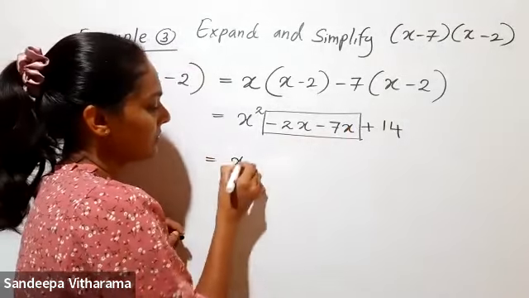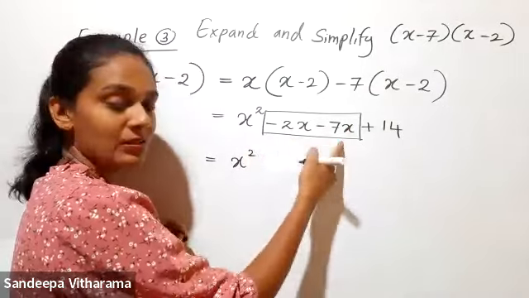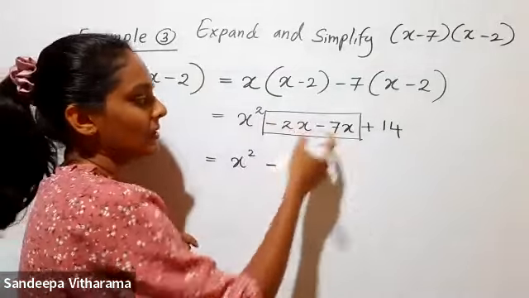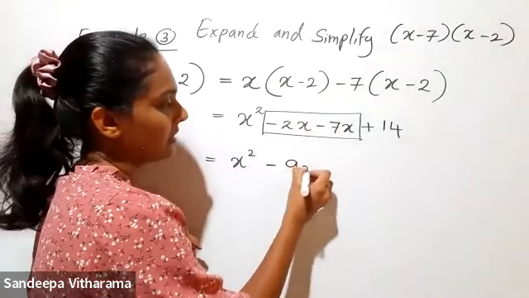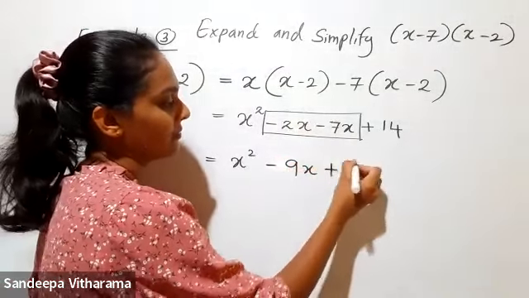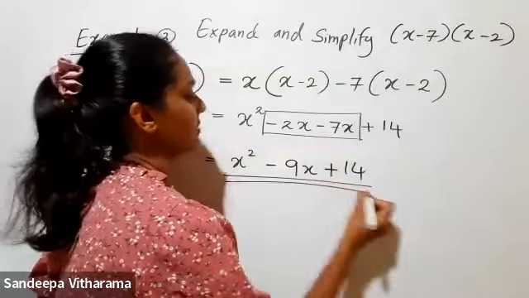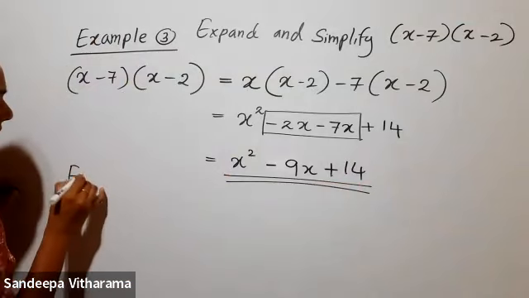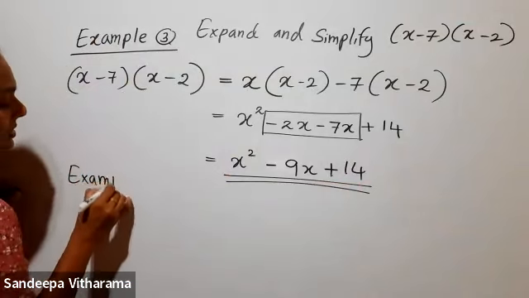Then what you have to do? You have to add these two and include the sign of the numbers. 2 and 7, it is 9x, and 14. This is the correct answer. Okay, please make your corrections.